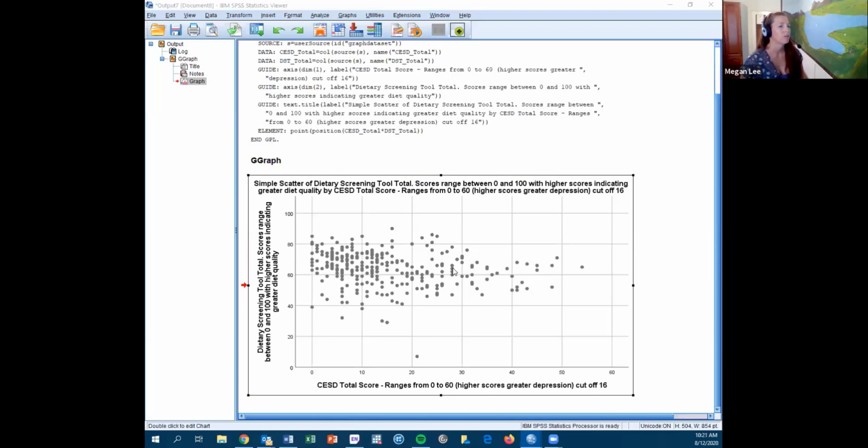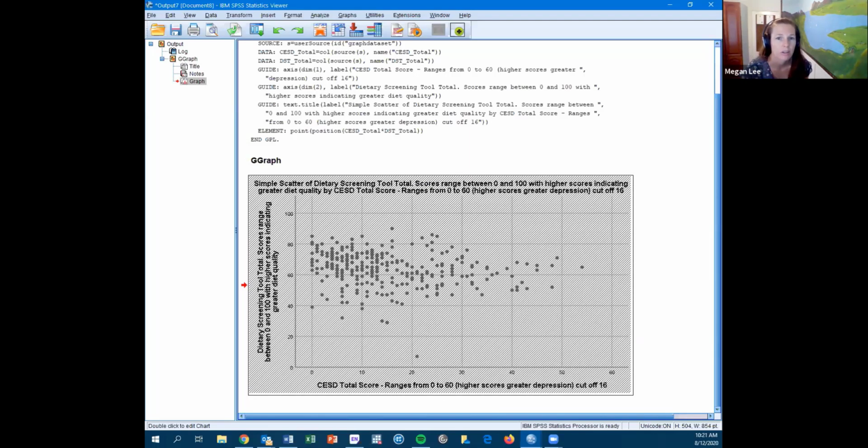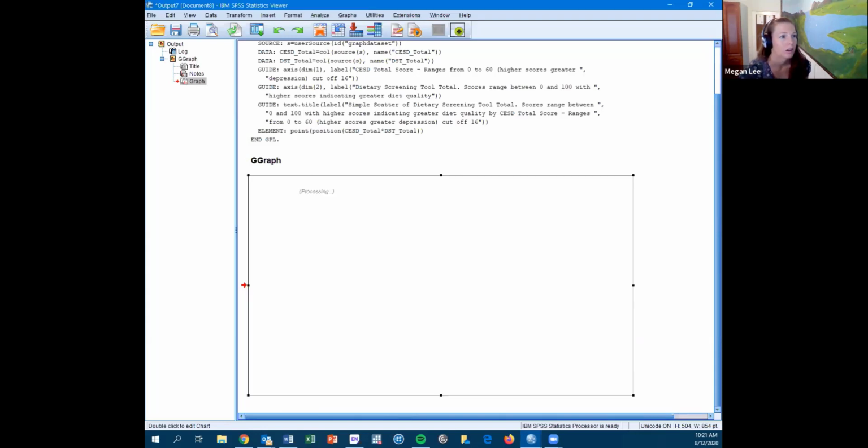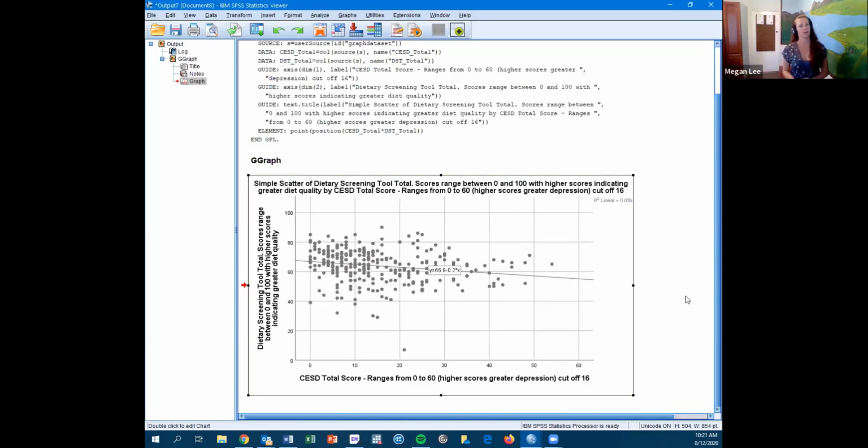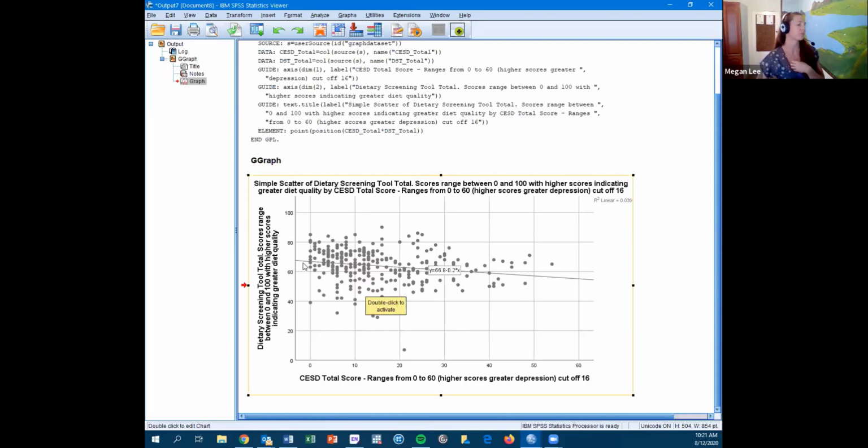I can't remember how to do that. Here we go. Okay, so it is on a negative incline, just. Can you see how the line's slightly negative? Yeah. Slightly. But to me, that's on the verge of not being a significant relationship.